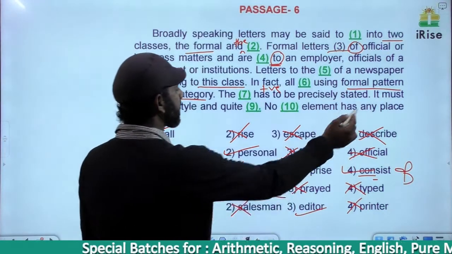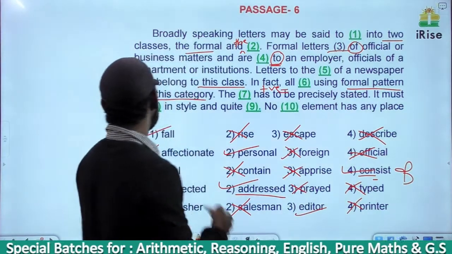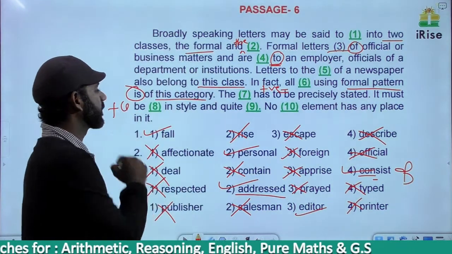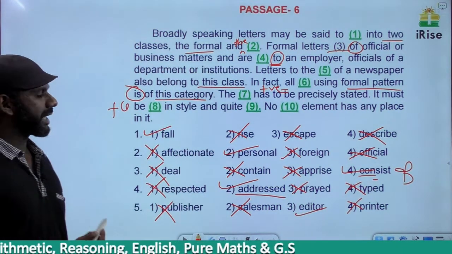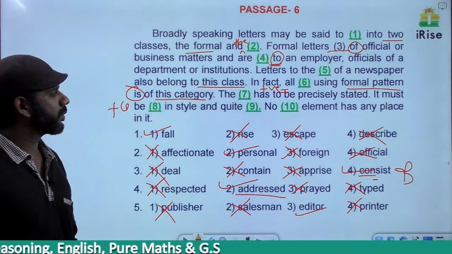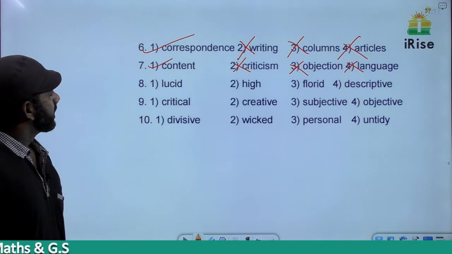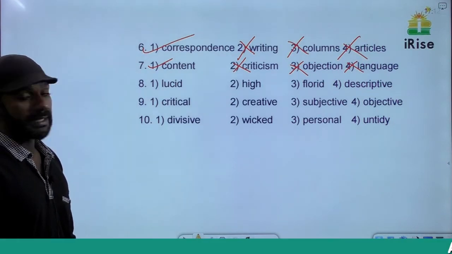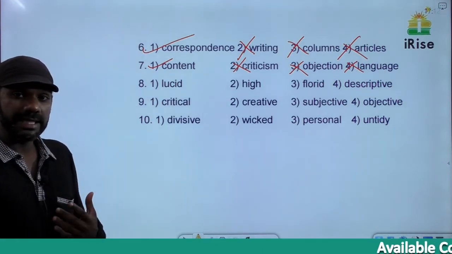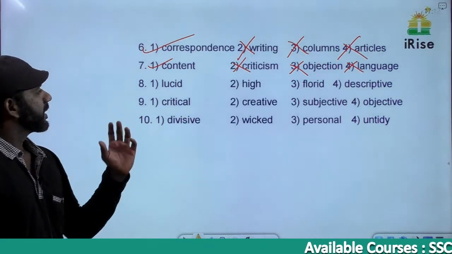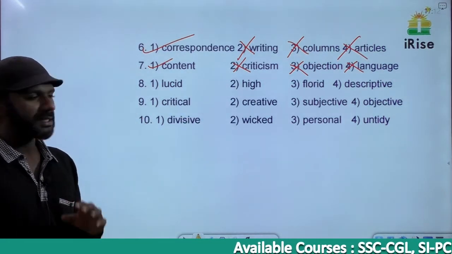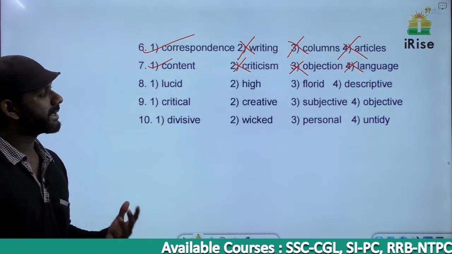What is talked about the content here is positive. So blank 8 must also be filled with a positive word. It must be dash in style. The options are lucid. It refers to the formal letter, the content of a formal letter. Lucid means clear, precise. High, florid, descriptive.